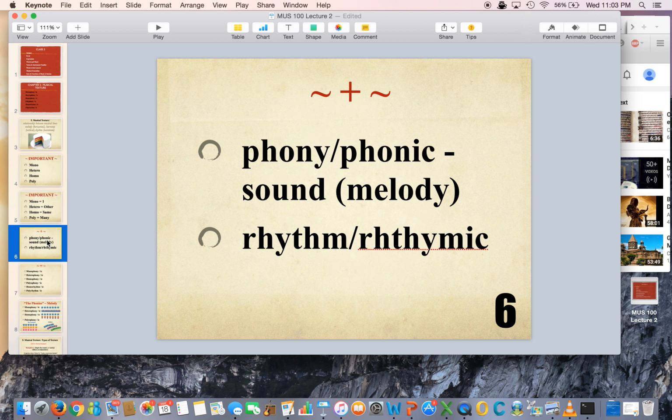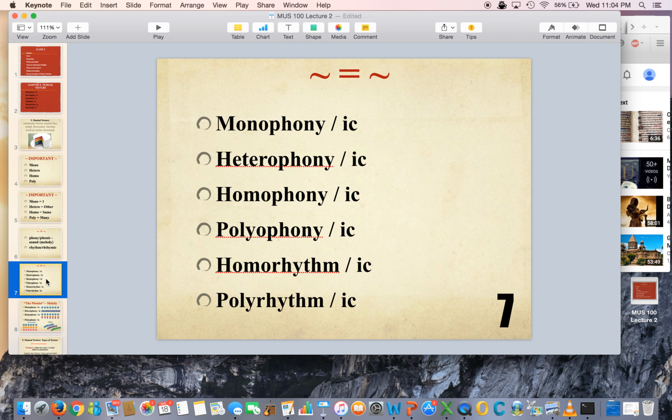You add that prefix to the base word of phony or phonic, which means sound. And what we're really discussing is the melody. The other word that you can add those prefixes to is rhythm or rhythmic. And then you have these words: monophony, heterophony, homophony, and polyphony, homorhythmic, and polyrhythmic. You just apply the meaning of the prefix to the meaning of the base word.